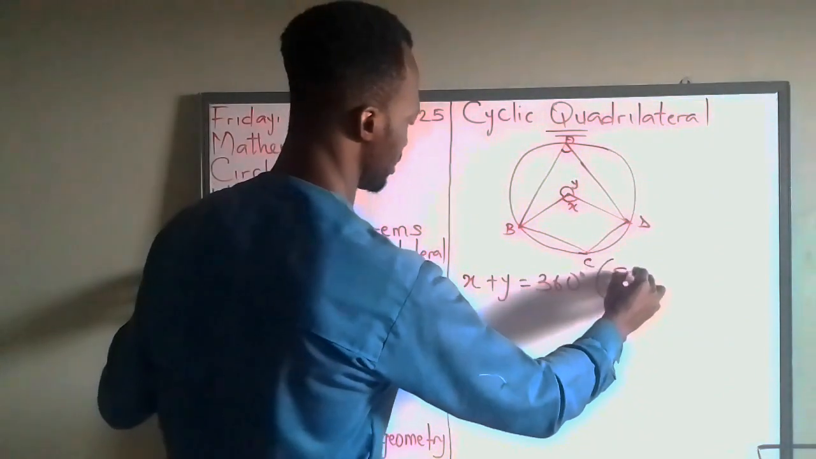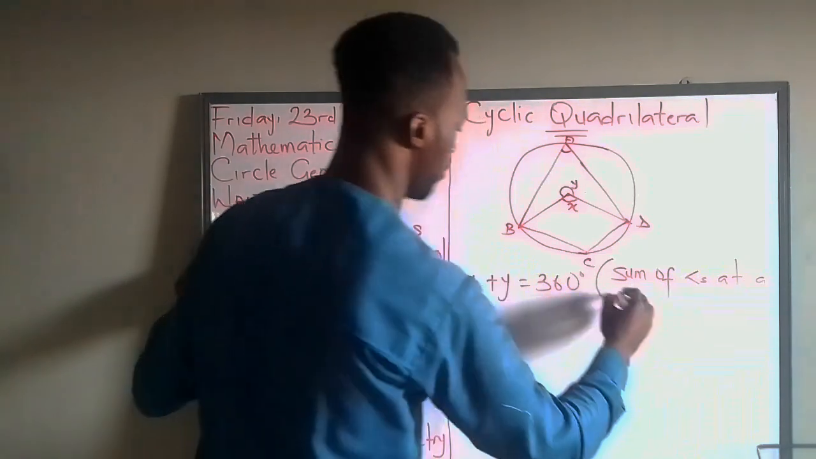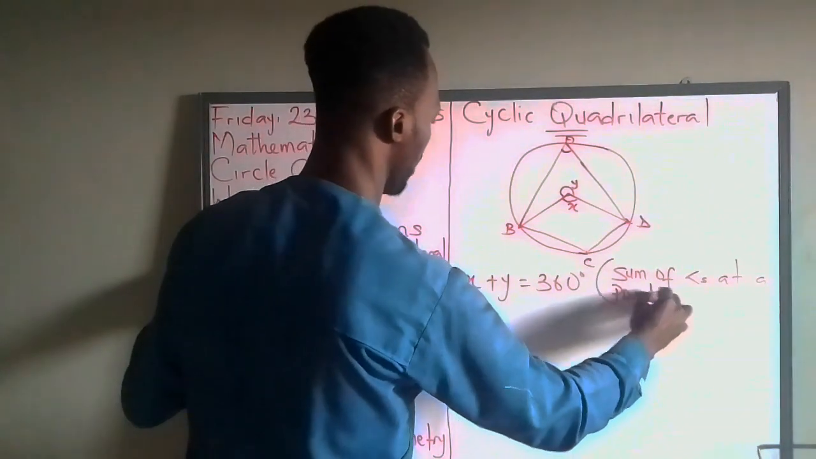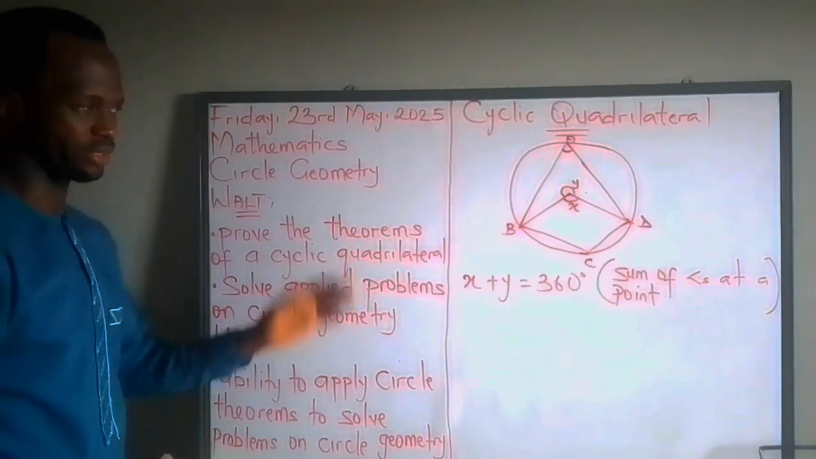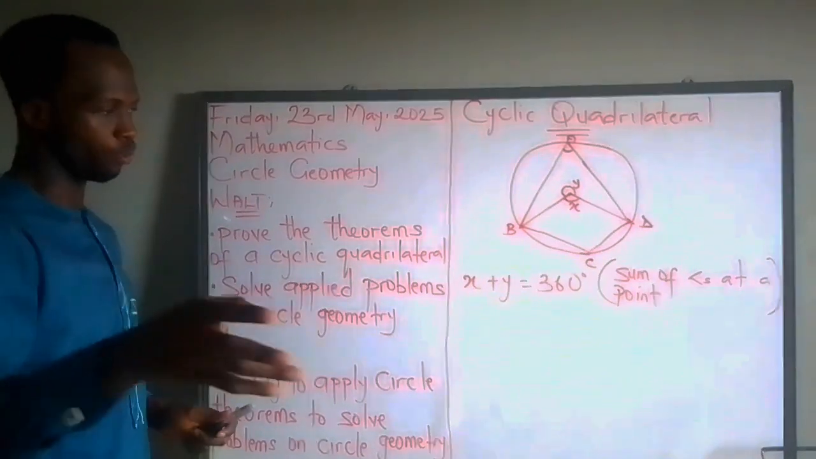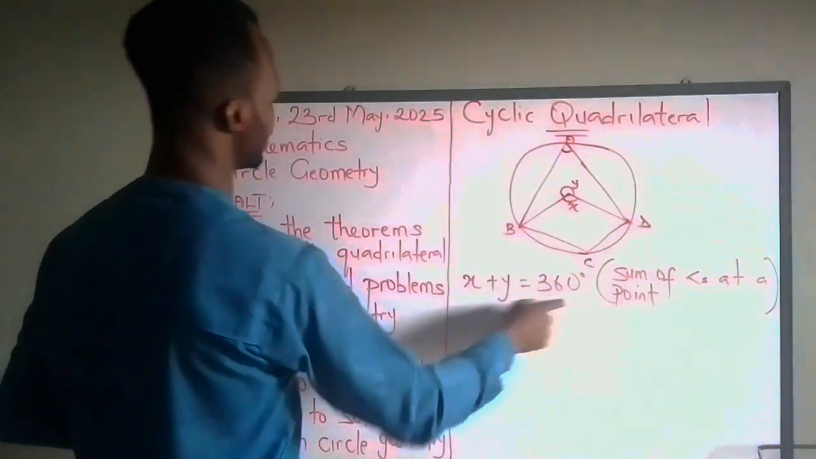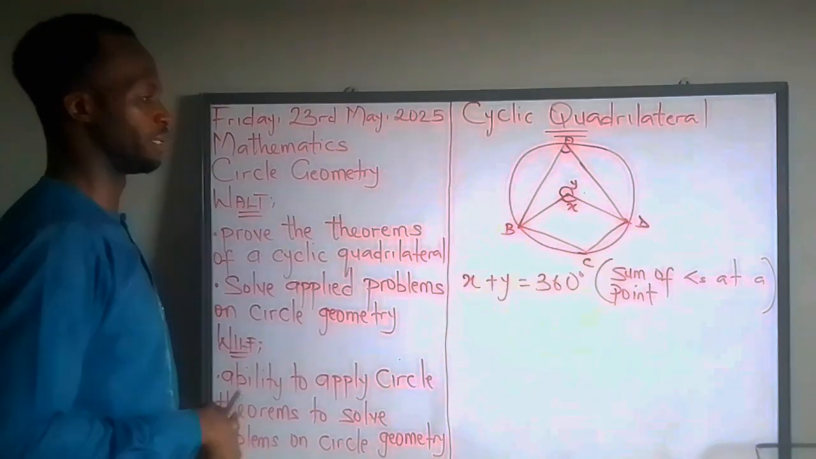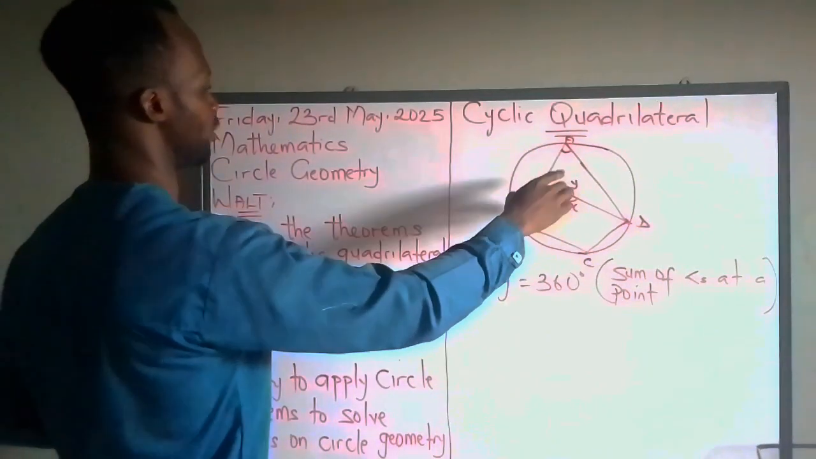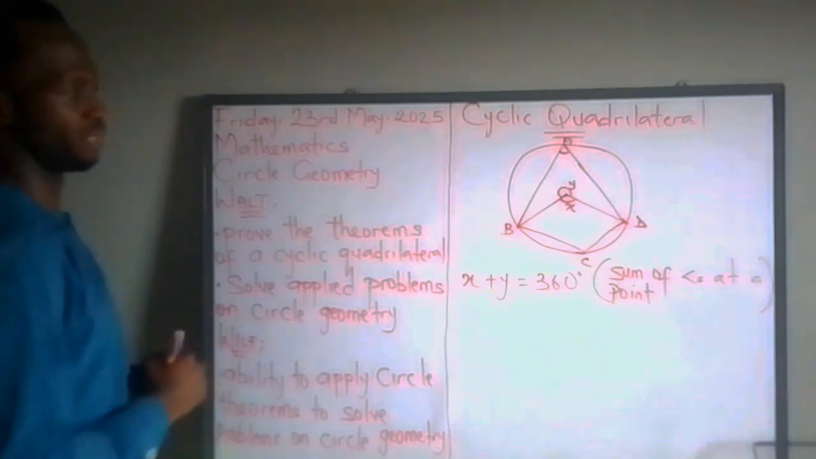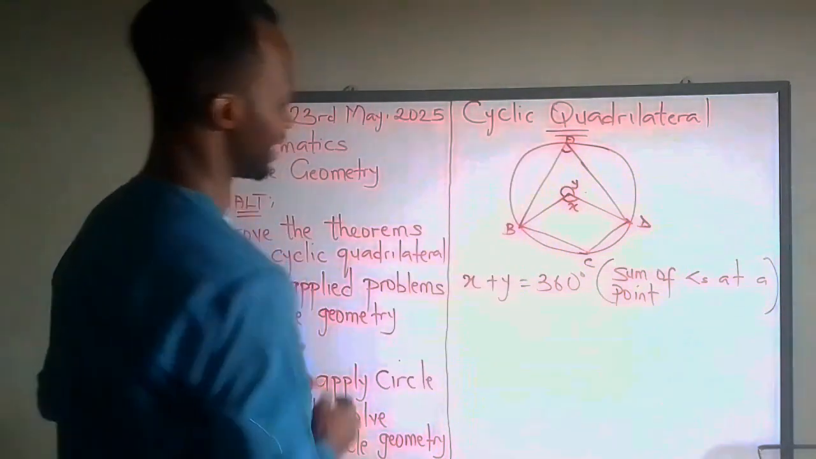The reason is the sum of angles at a point is 360 degrees. Now, we know that x plus y is 360 degrees. Now, going by the second theorem, that the angle at the center is 2 times the angle at the circumference.